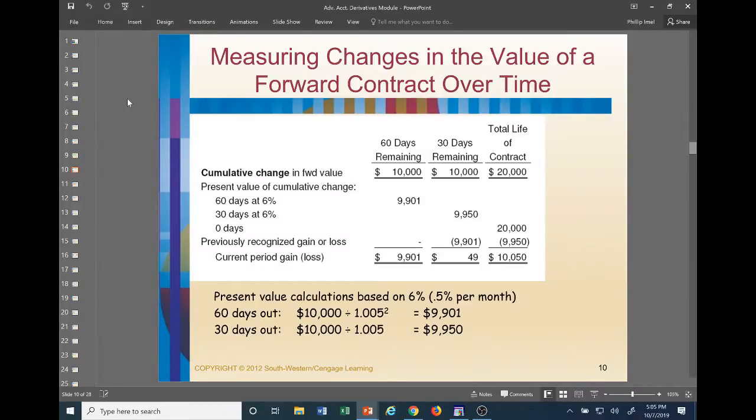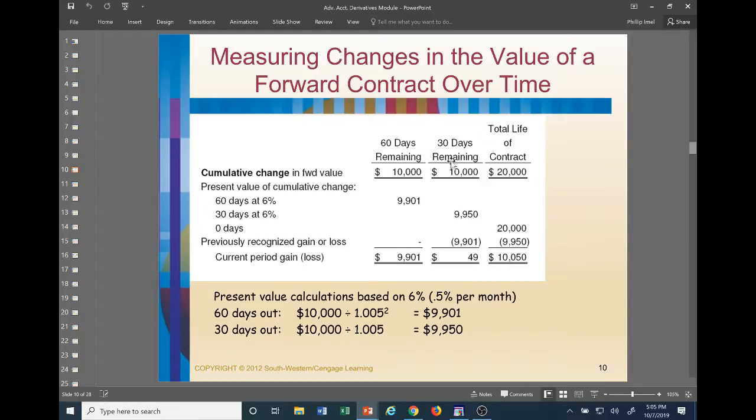So more on measuring the changes in the value of a forward contract over time. First thing, we want to see the cumulative change in the forward value. We can see here at the top of this little chart the 60 days remaining, 30 days remaining, the total life of the contract. So how do we get these values here? The change in the forward value is going to be the forward rate times the notional amount, and obviously the change in that forward rate from the difference in the remaining term of the contract. So that's how we're going to get it.